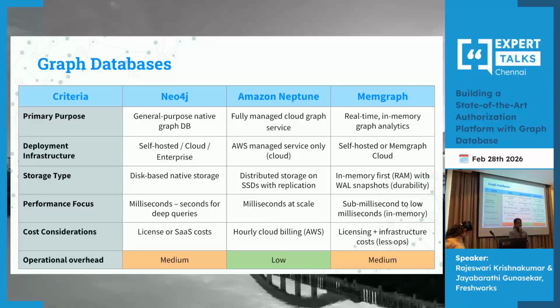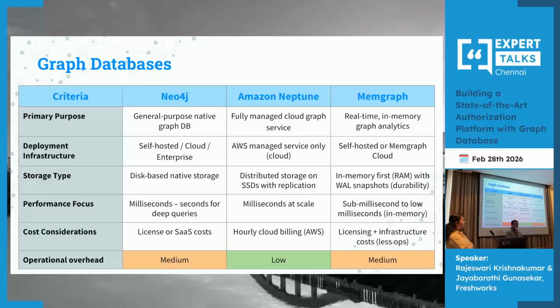And then comes Amazon Neptune, which is hosted within the AWS ecosystem. It is a fully managed cloud-based graph service. And then comes Memgraph. Memgraph is a real-time in-memory graph. So it will be super fast because it tries to store most of the data in memory. But it may not scale for the size of data that we are looking at.